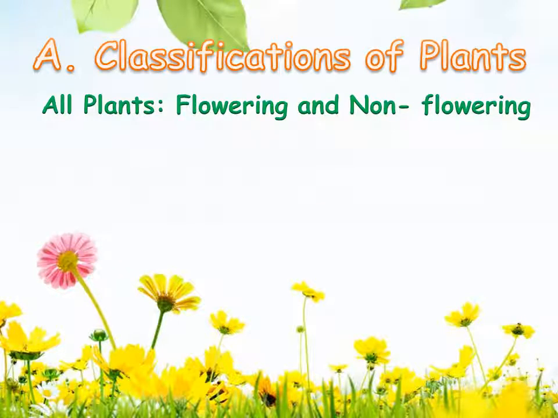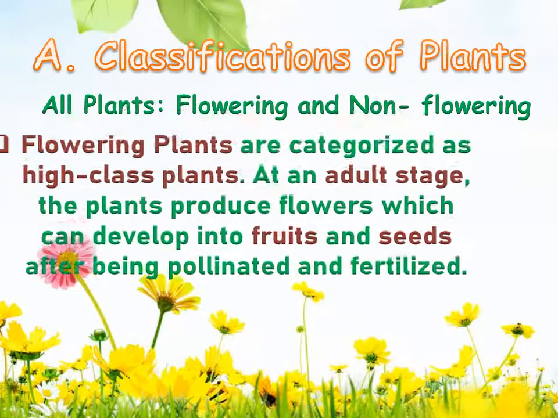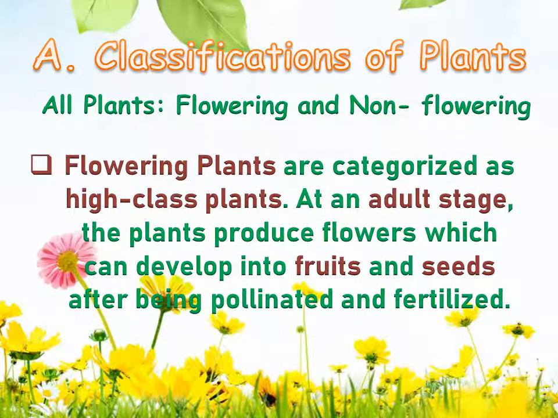Now let's talk about classifications of plants. All plants have classification, and there are two classifications that we have. The first one is the flowering, and then the second one is the non-flowering. Now let's talk first about the flowering plants. Flowering plants are categorized as high-class plants. At an adult stage, the plants produce flowers which can develop into fruits and seeds after being pollinated and fertilized.